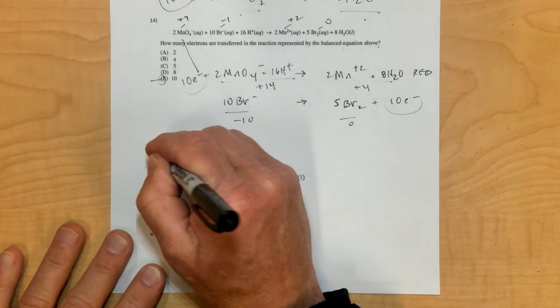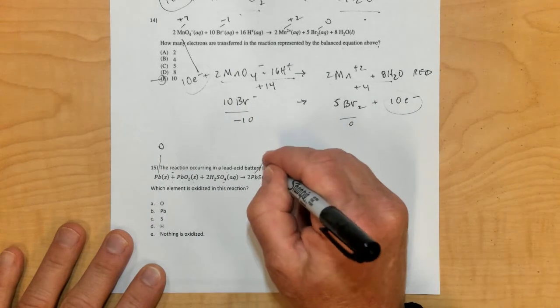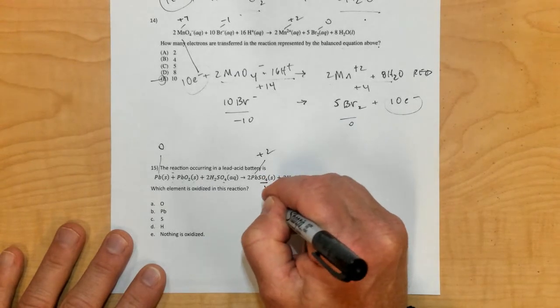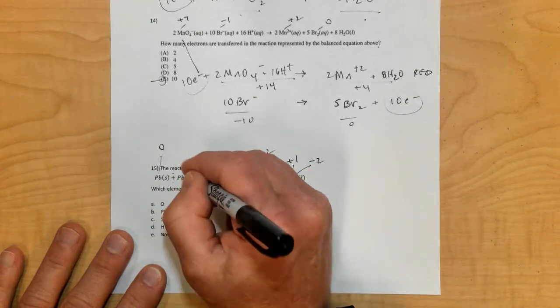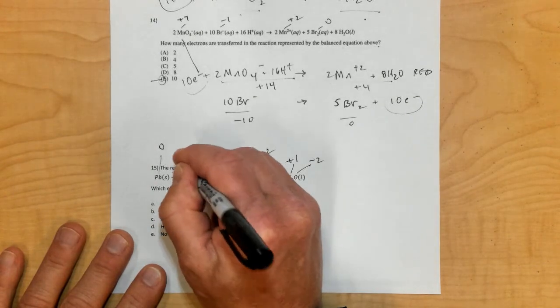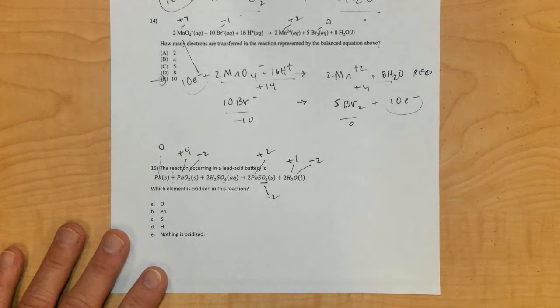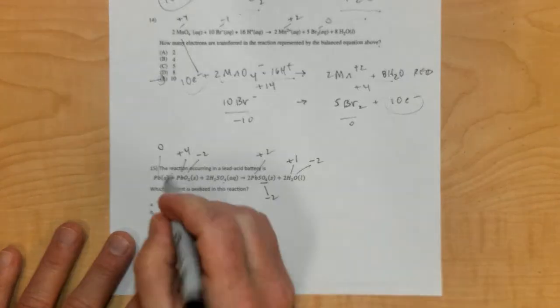So you've got to go through and assign oxidation numbers. Lead is 0 right here. It's positive 2 right here because sulfate's minus 2. Oxygen, of course, is minus 2, which means hydrogen is positive 1. Oxygen over here is minus 2, so that means lead is plus 4. So we see that lead is having both things happen to it.